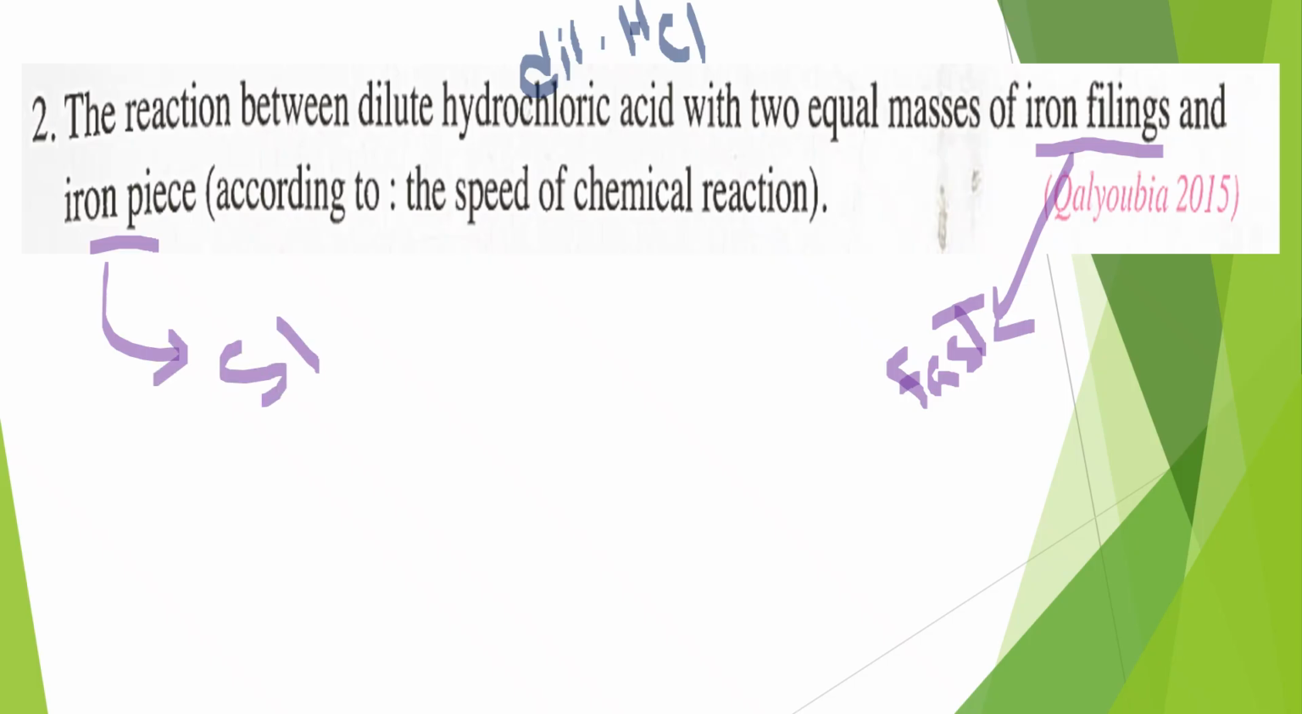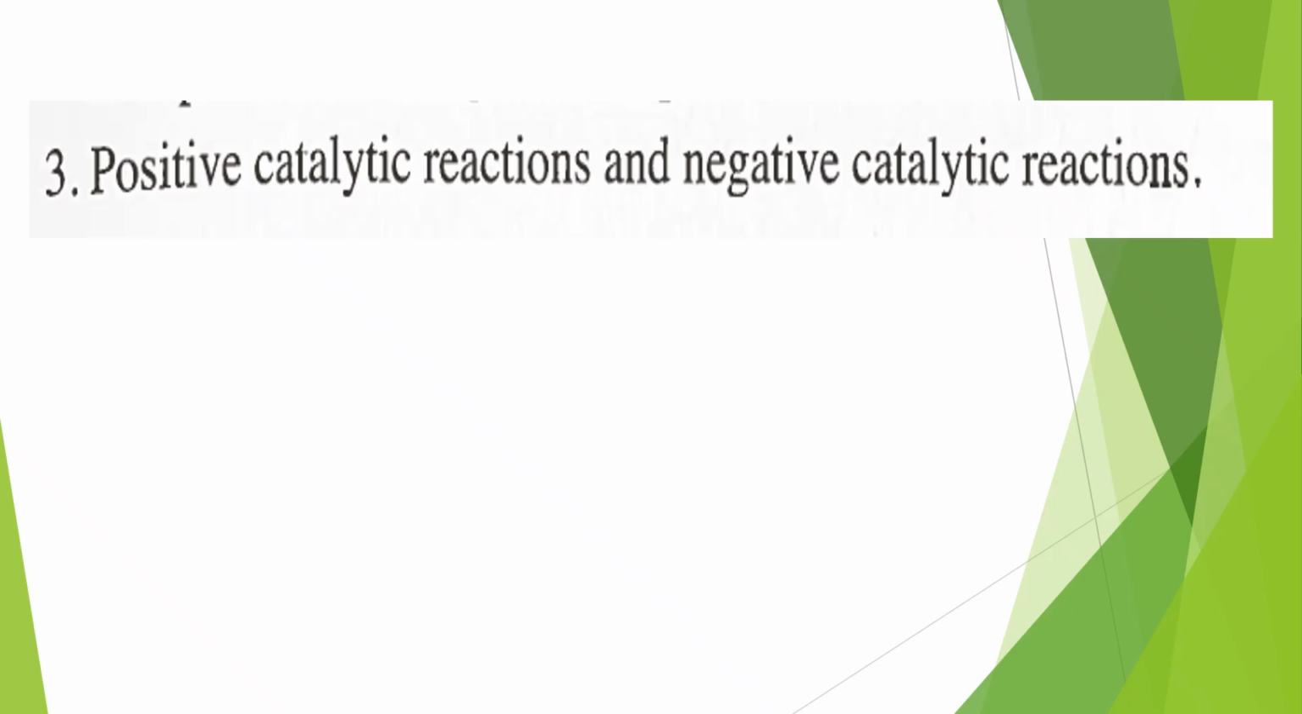The iron piece can react slowly. Why? Because the iron piece has a small surface area, while the iron filings have a large surface area exposed to the reaction. Another question: compare between positive and negative catalytic reactions.